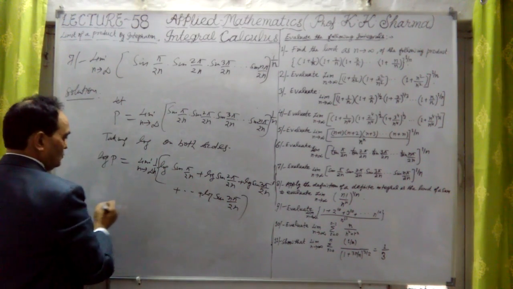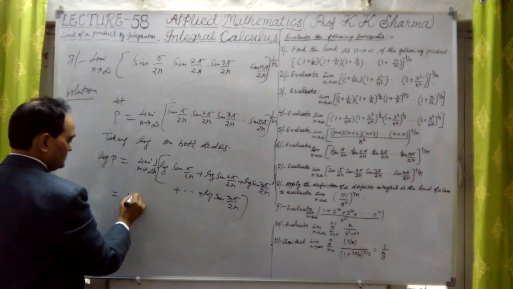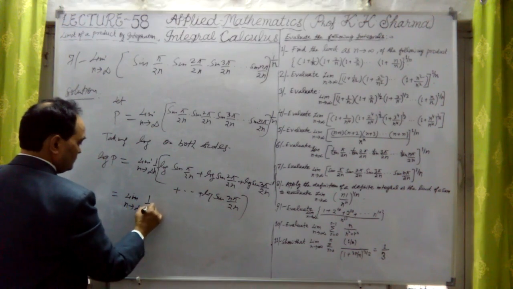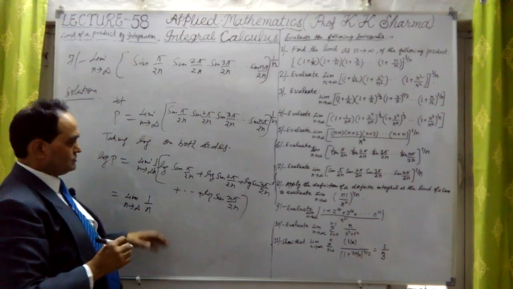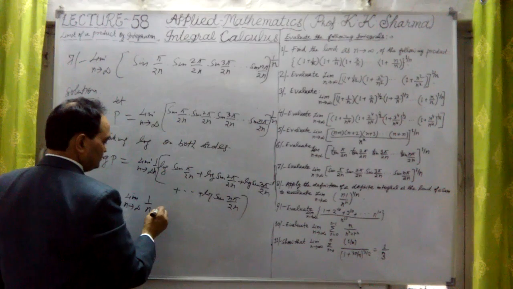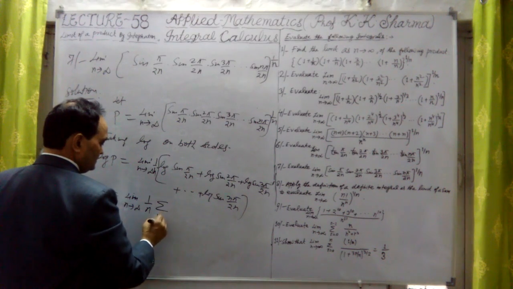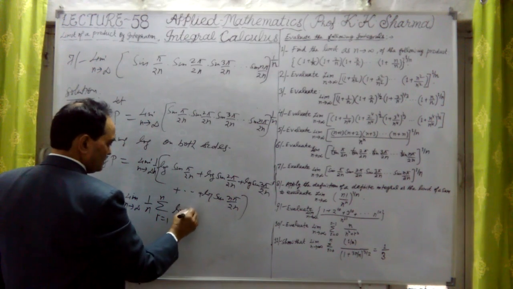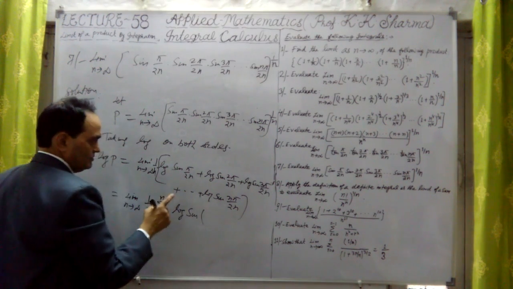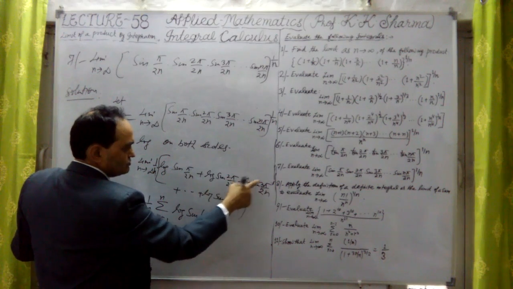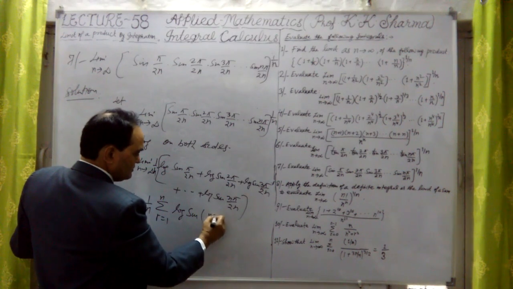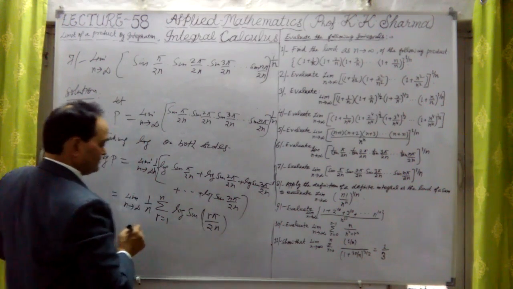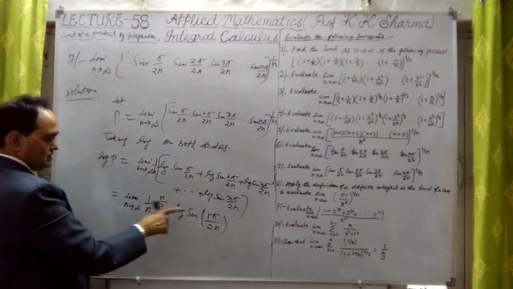Now this is the limit as n tends to infinity of 1 upon n. To find the rth term of the series, r goes from 1 to n. This is log of sine, and what do we see here? pi, 2 pi, 3 pi, it means r pi upon 2n. This is the rth term, with 1 upon n.